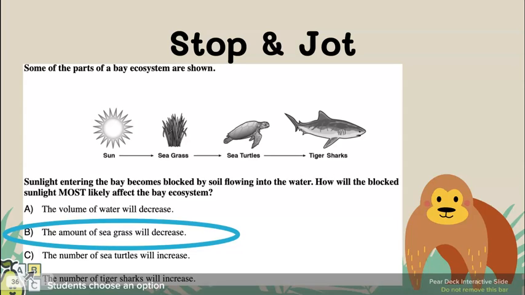Okay, good. So everyone should have gotten choice B. The amount of seagrass will decrease. Again, if there is a decrease in sunlight, that means that there would be a decrease in the starting products or in the starting reactants of photosynthesis. So that means that less seagrass would be able to grow as a result.